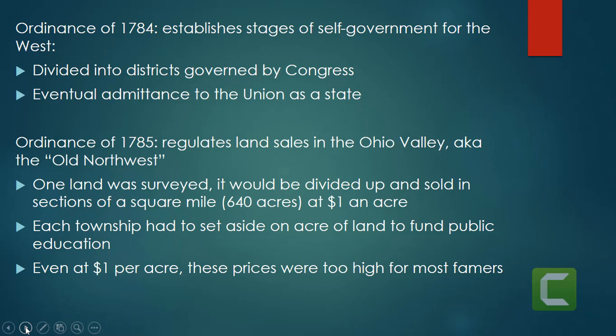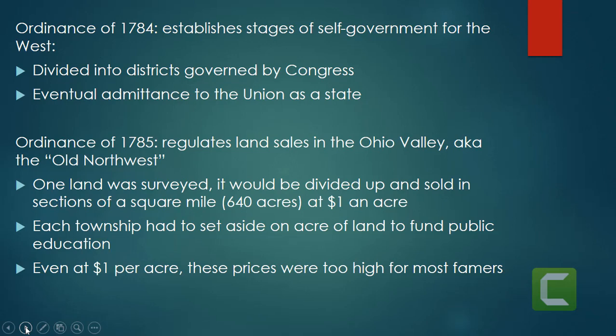Okay, so the Ordinance of 1784 really says two things. It says that these new lands will first be divided into districts governed by Congress. So the first step will be to set up a government where basically Congress, the national government, was managing the governmental affairs of these new lands. But that the plan would be to eventually admit these new lands to the union as states. So from 1784 on, it's understood that eventually those new lands will become new states of the United States.